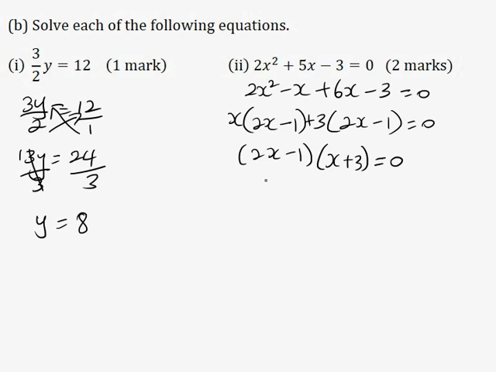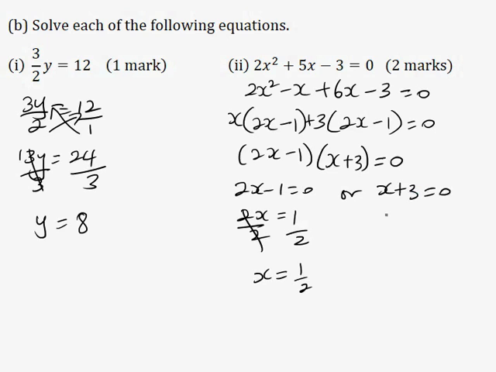So, in order to find the roots, I'll take the terms inside of the brackets here and equate them to 0 and solve for x. So here we have 2x minus 1 is equal to 0, 2x is equal to 1, divide by 2, divide by 2 here. X is equal to a half, or x plus 3 is equal to 0, x is equal to minus 3. So therefore, x is equal to a half, or x is equal to minus 3.